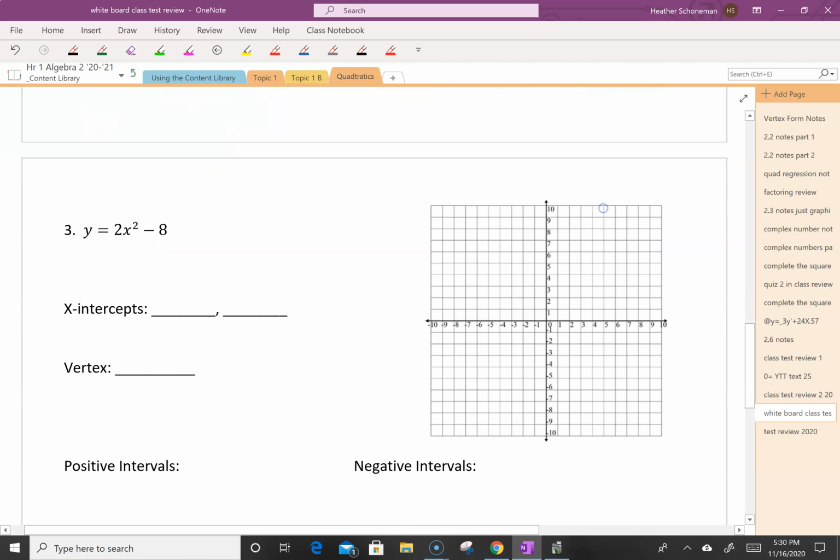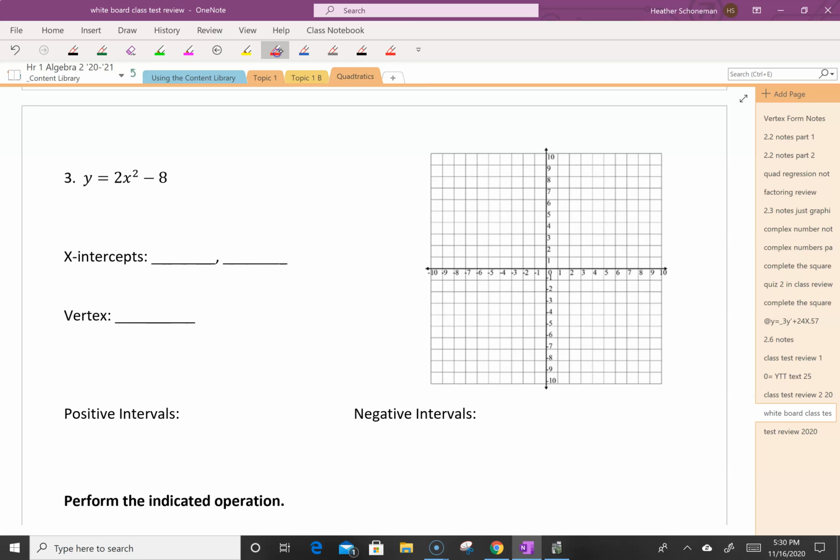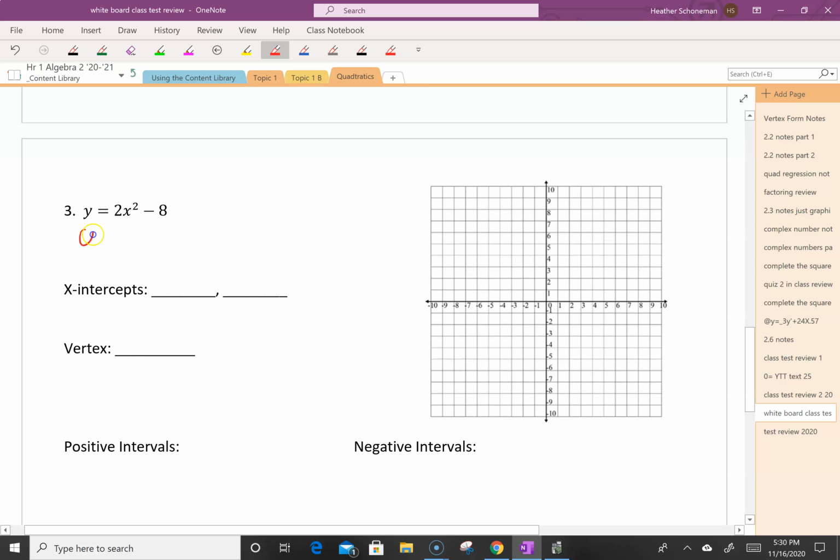All right, last type of graphing, they wanted the x-intercepts and vertex and the different intervals. Well, to get the x-intercept, we have to plug in 0 for y. So we plug in 0 for y, and we're going to factor. Well, it's a binomial, but I can't take the square root of anything. So I'm going to have to look for the greatest common factor, which is 2. So I take out the 2, and I'm left with x squared minus 4.